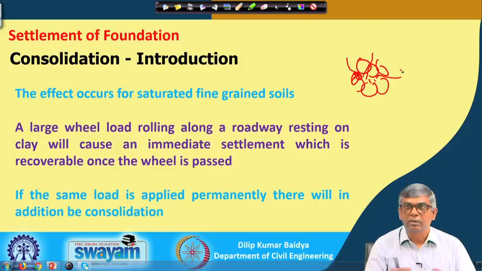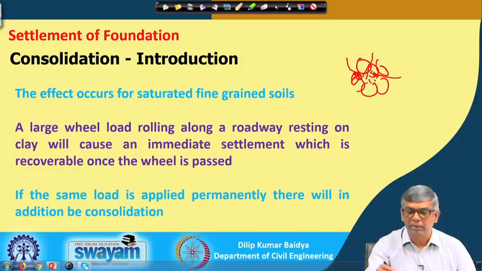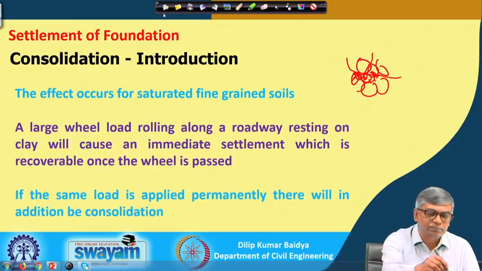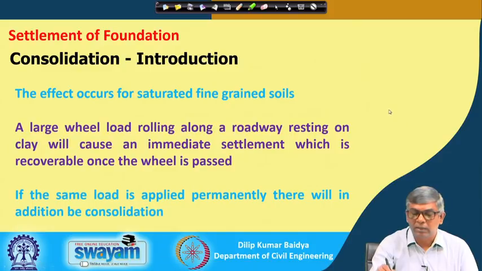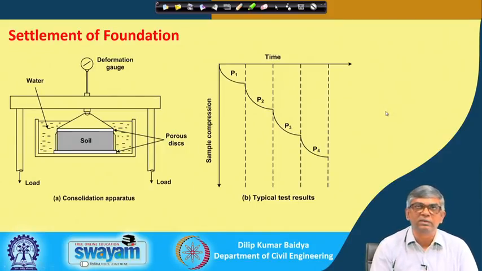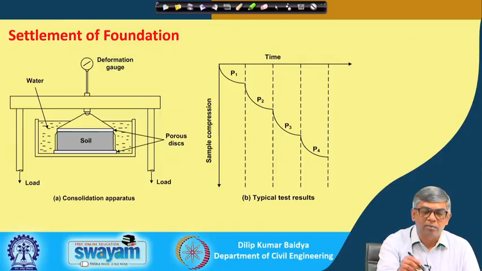And when the pore pressure is reduced, where will the extra pressure go? Then that pressure will come to the soil, and when the soil particles get extra pressure, they will be forced to come closer. That way the void spaces finally will be reduced, and that is the way consolidation takes place.